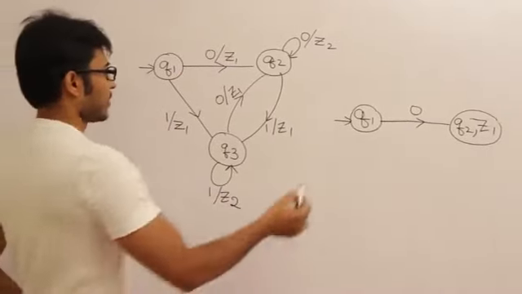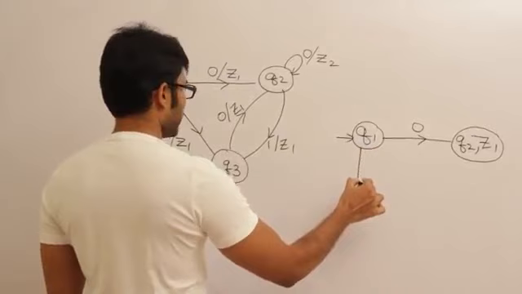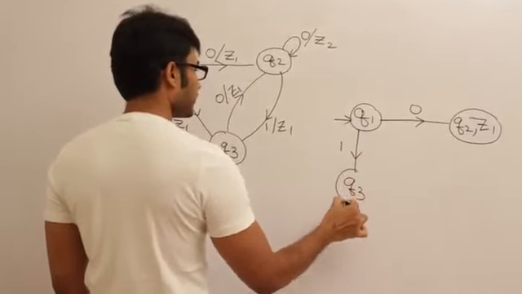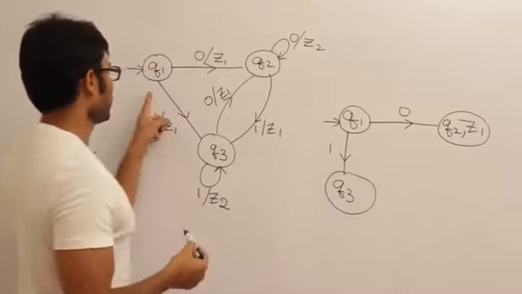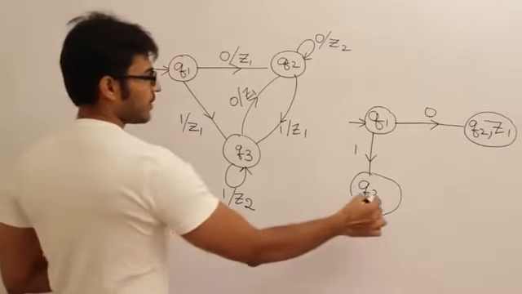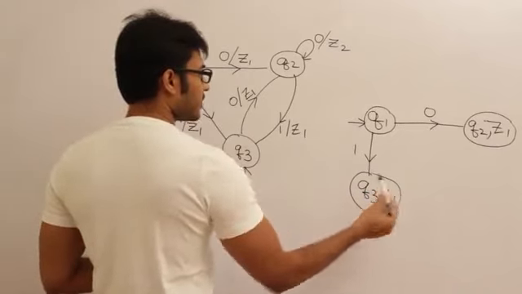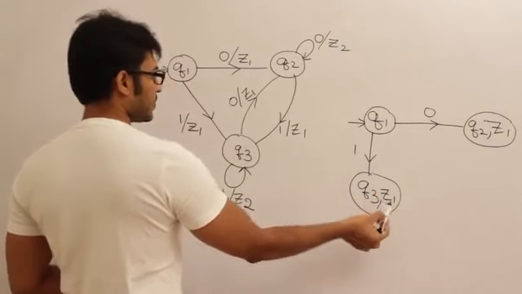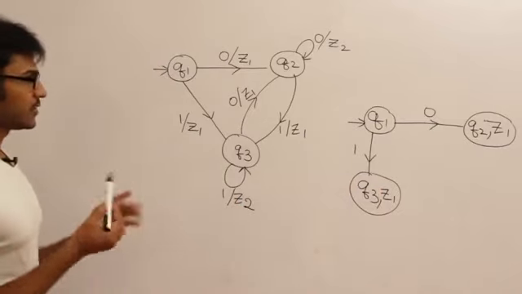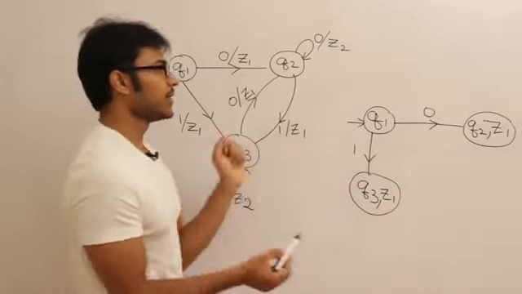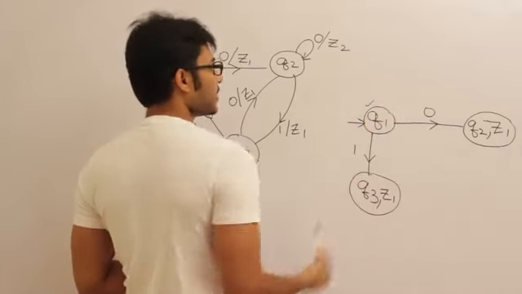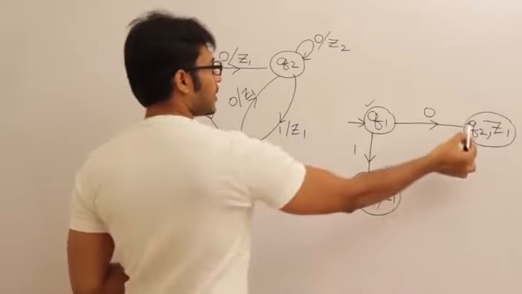Next one, Q1 on 1. Q1 on 1 is going to Q3 and the output is Z1. Therefore, I am going to move it to the state, so this is a new state where Z1 is associated with Q3. Understood till here? Now Q1 is complete, because you have shown the transition on 0 and 1. You can either take Q3 or you can take Q2.